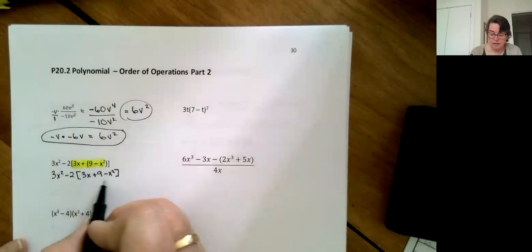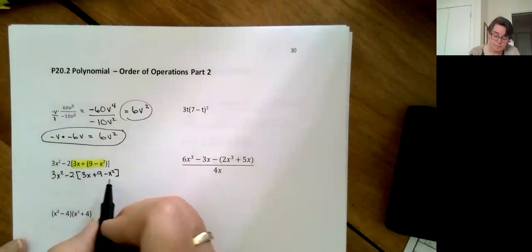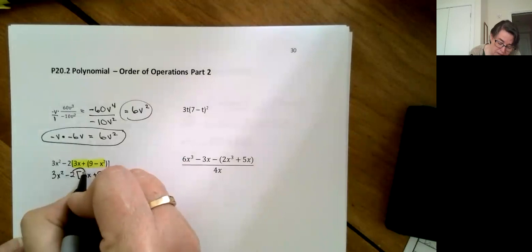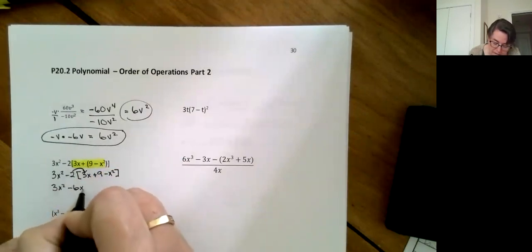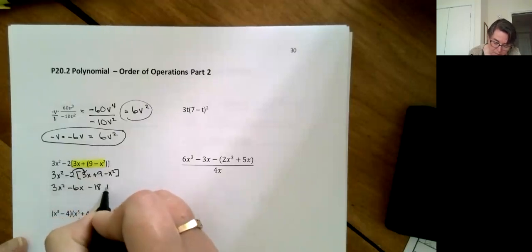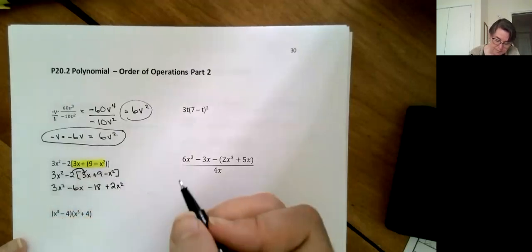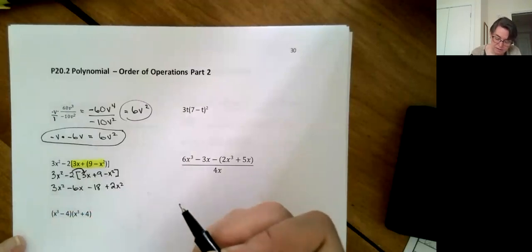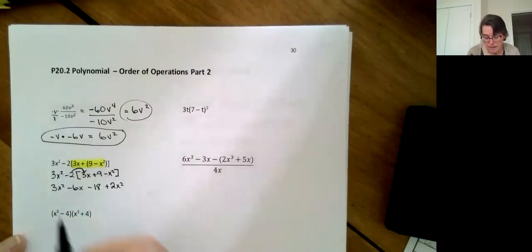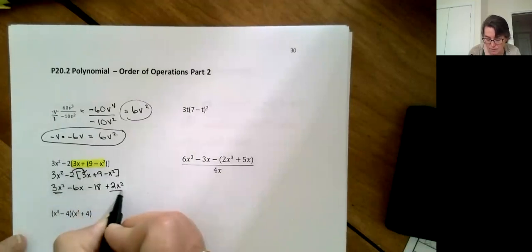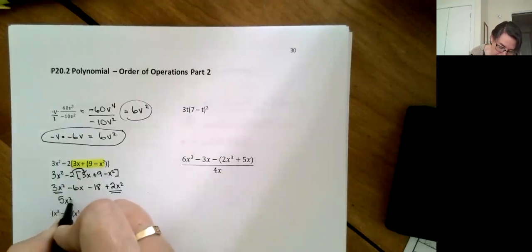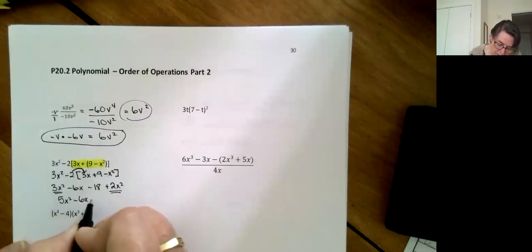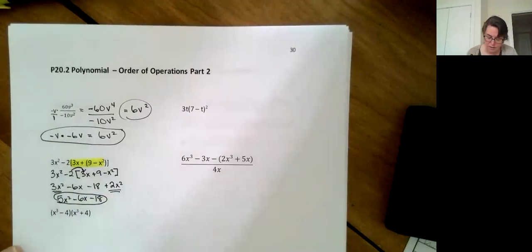Now, if we look at what's in there, there are no like terms. So the next step is going to be to distribute. So 3x squared minus 6x minus 18 plus 2x squared. And that got rid of my square brackets. So now I'm going to collect like terms and put them in descending order while I'm at it. So 3x squared and 2x squared is 5x squared minus 6x minus 18. And ta-da, there we go.